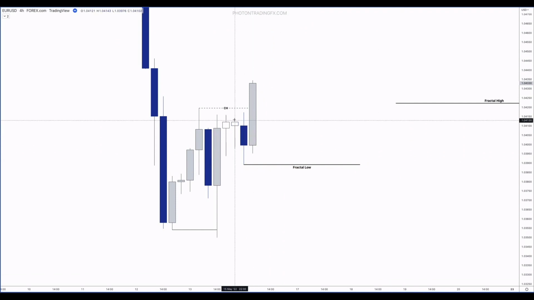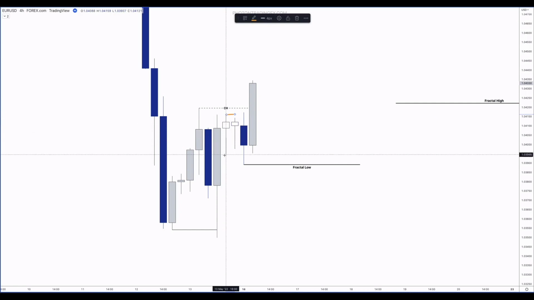Now, these are inside bars, and I briefly talked about them in the previous lesson. An inside bar is a candle that fails to break the previous candle's high or low. So you see how it trades between this high and low? That's why it's an inside bar. This is also an inside bar because it also traded between the high and low of this candle, right?